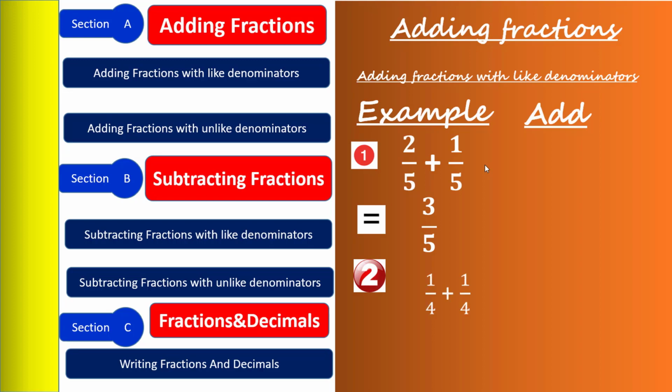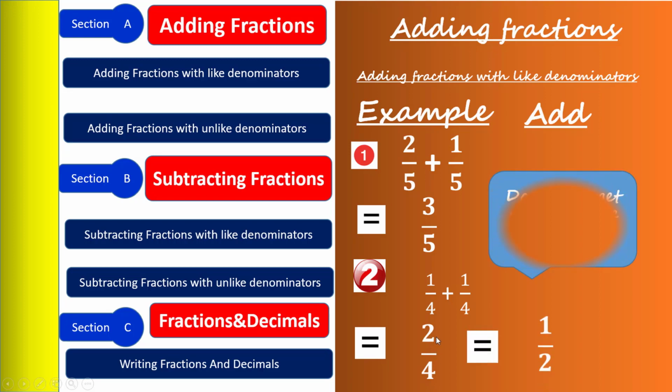Number 2, 1 over 4 plus 1 over 4. We have the same denominator, which is 4. So bring down 4, and 1 plus 1 equals 2. So it will be 2 over 4. This fraction is not in the simplest form. We can divide by 2. So it will be 1/2. So don't forget to simplify if necessary.